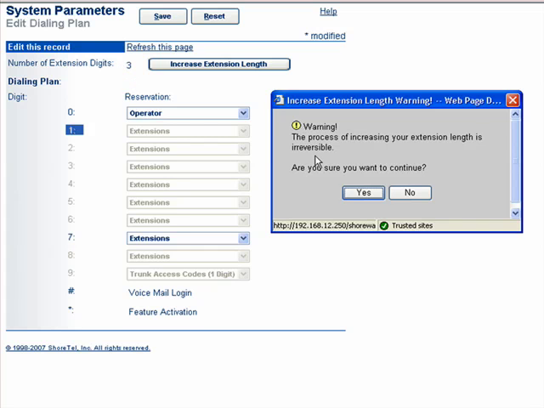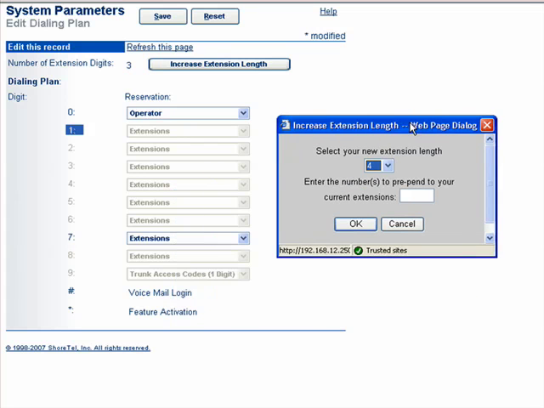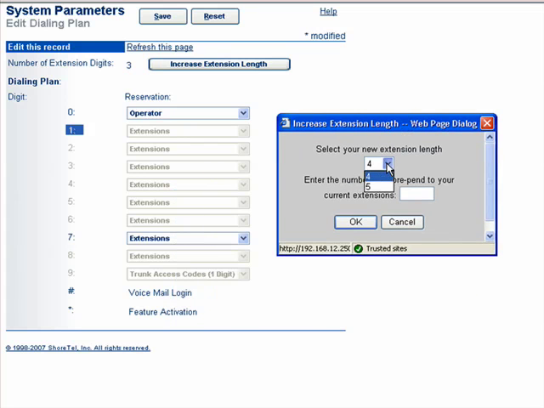And let's assume, for purpose of discussion, that we need 4-digit dialing here in this installation. So we're going to continue. At this point, we're going to select either 4 or 5. So takeaway from this is extension dialing in ShoreTel can either be 3, 4, or 5. Let's assume we say 5.